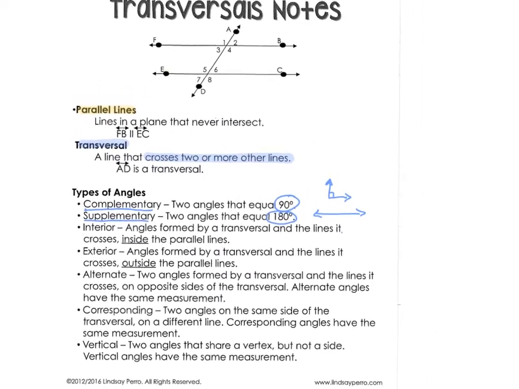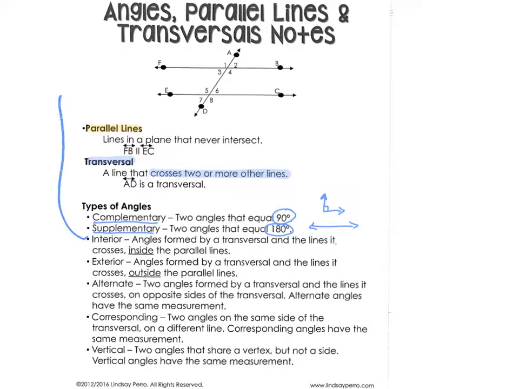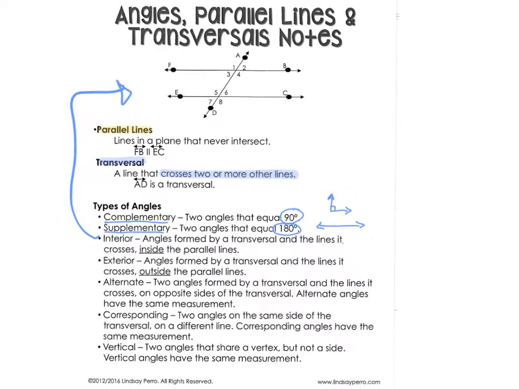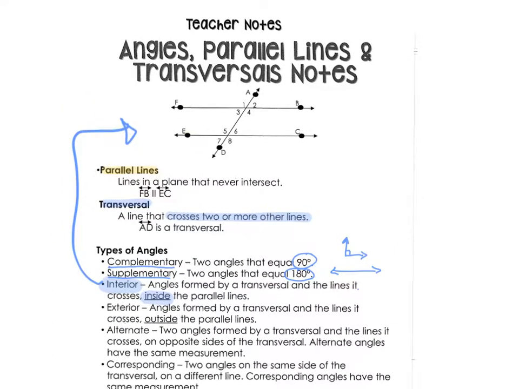Interior, angles formed by a transversal and the lines it crosses. So basically the parallel lines and the line that crosses them, but inside. Interior means inside. So think of it like a sandwich. This is the inside, this is the bread. So the stuff that's on the inside, the blue 3, 4, 5, and 6, those are all your interior angles.